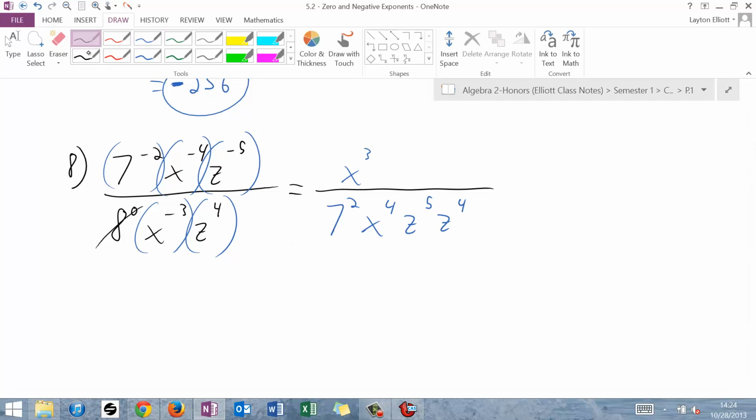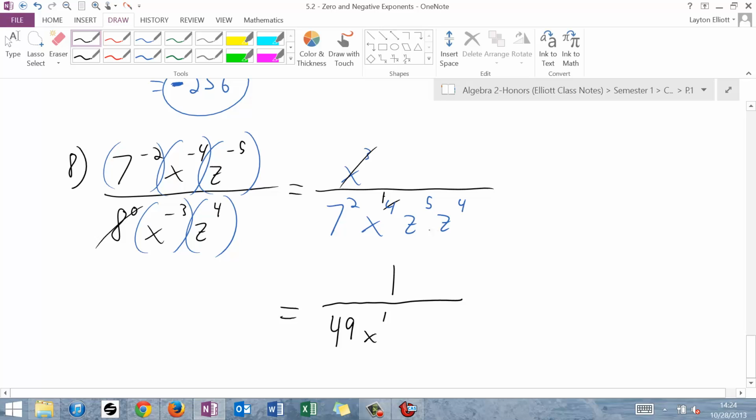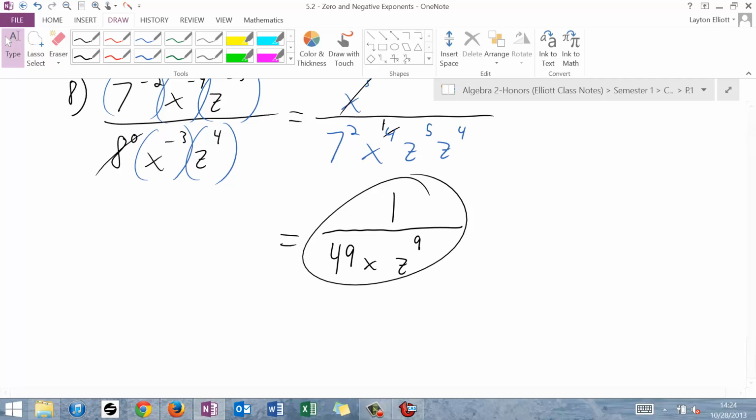And then we play the canceling game. I'm going to draw my fraction bar again. My x cubed is going to cancel with that, leaving me an x to the 1st power. So I'm just going to put a 1 on top. 7 squared is 49, x to the 1st, and my z to the 5th and z to the 4th become z to the, well, we add to get 9. Erase the 1, I don't need that. This is what my final will look like.